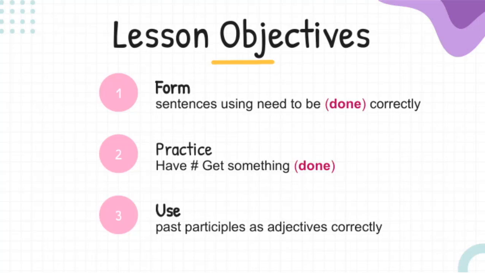Now, let's look at the lesson objectives for today. First, we want to focus on understanding how past participles are used as adjectives correctly. We'll explore the key points about their form and usage. Then, we'll practice forming sentences using the phrase need to be correctly.